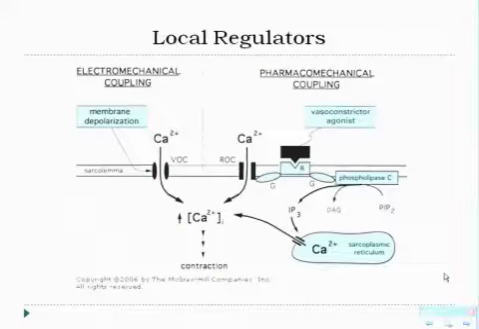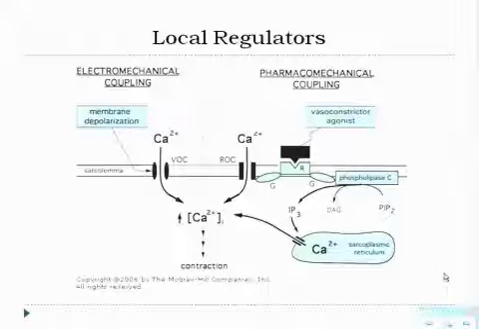So what you're looking at, and this is a previous slide, so this is a really quick, brief discussion. If you look at your local regulators, you have electrical mechanical coupling, which is simply the concept that electrical activity causes activation of the cell and causes ionized calcium to enter the vascular smooth muscle cell, causing a contraction to take place.